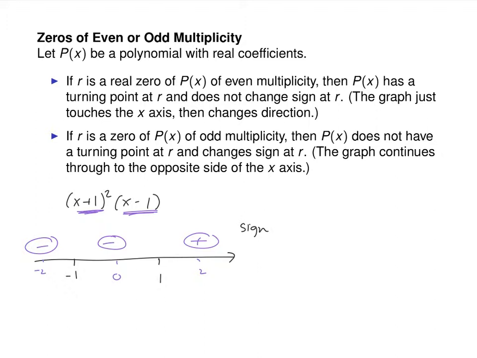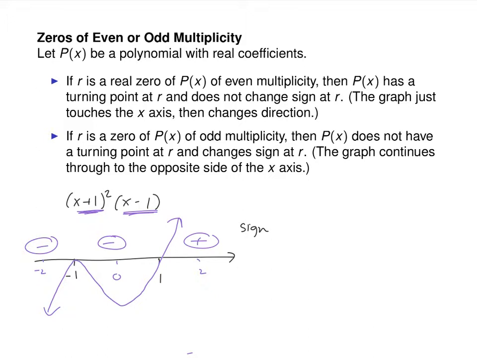So what this zeros of even or odd multiplicity is saying is that if a 0 has even multiplicity, then the polynomial has a turning point at r and does not change sign. Remember how I said if we were to graph this picture, you'd be negative, you'd go to 0, you'd stay negative, and then you would go across? Do you see how this 0 had multiplicity 2? And while the function was 0 there, it didn't change sign. It was negative on one side and negative on the other side. That's what I mean by turning point at that point.